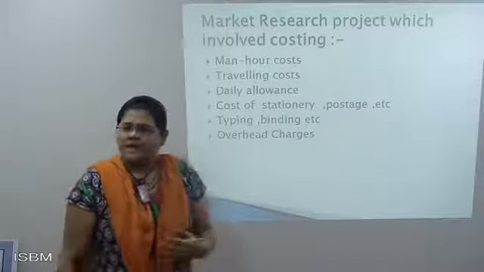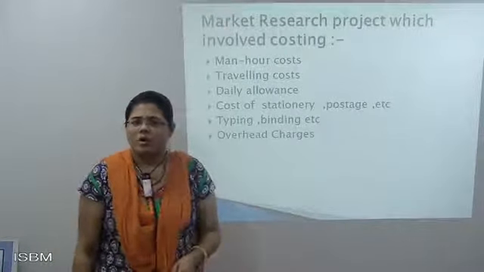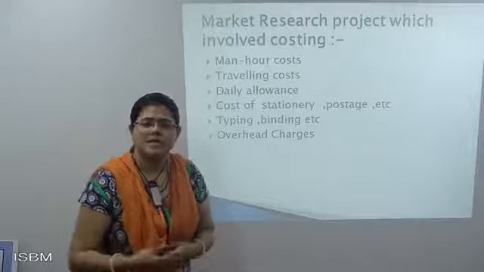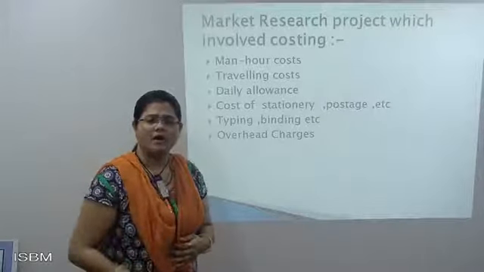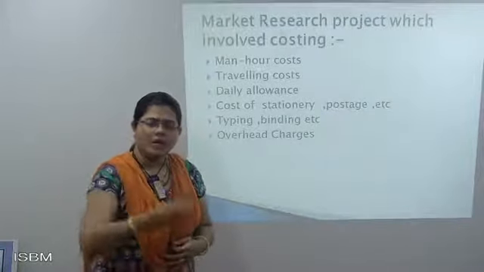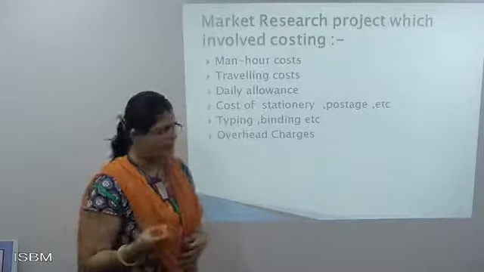Daily allowances, that is also checked here, because it relates to costing. How much you are giving, how much the company is paying, say around 500,000 rupees per day to that particular man, and according to this, how much return I am getting, that is checked.